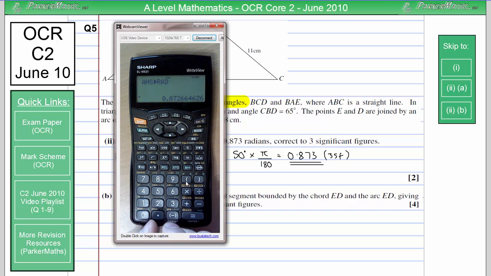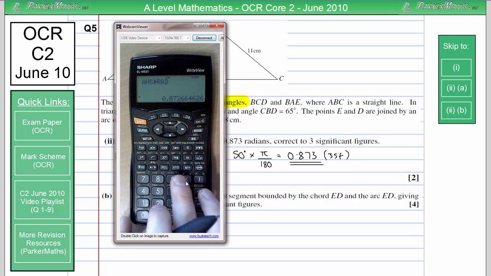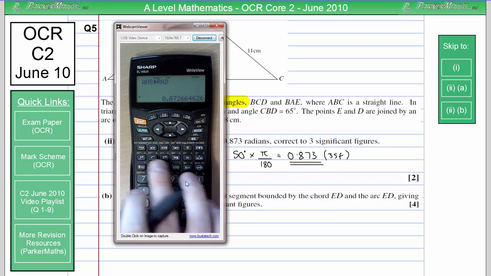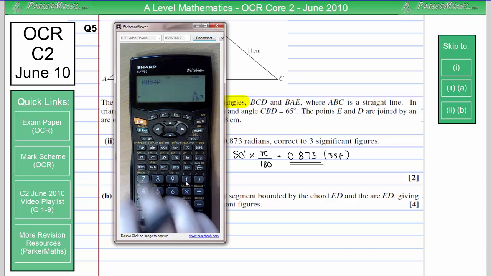Because I've read ahead in this question, I know that I'm going to need this answer again. So the last thing I'm going to do in this part of the question is store this answer in my calculator. I'm going to do that using the store button here, which says STO. So I'm going to press that, and then I'm going to press this key here, which has a little green A above it, and that has stored this answer under a variable called A.